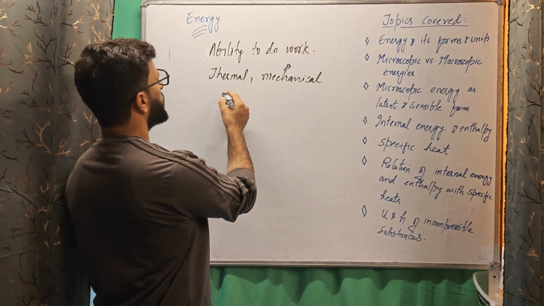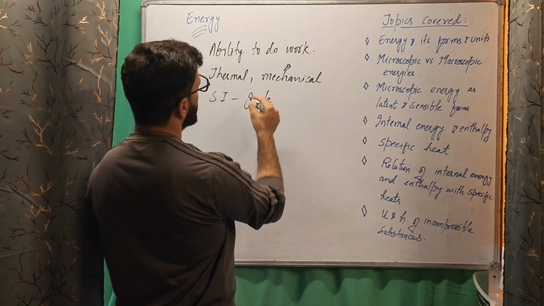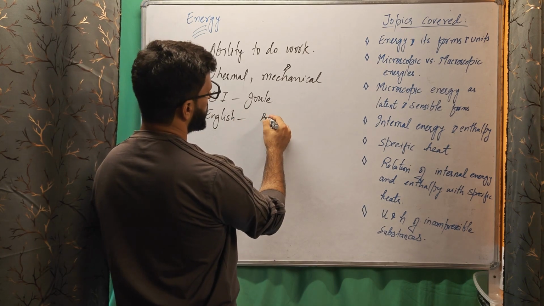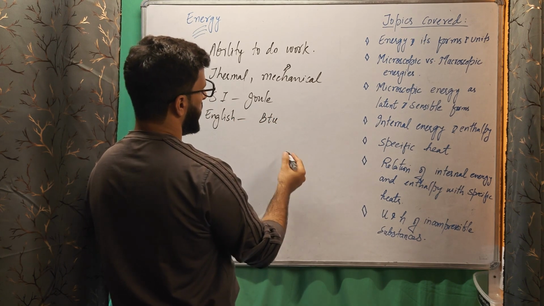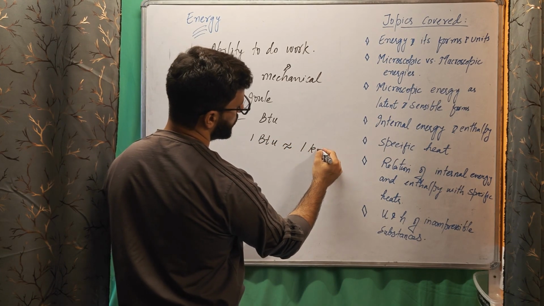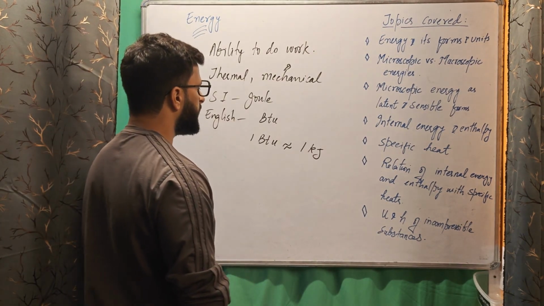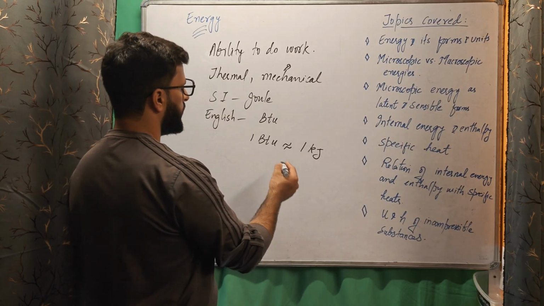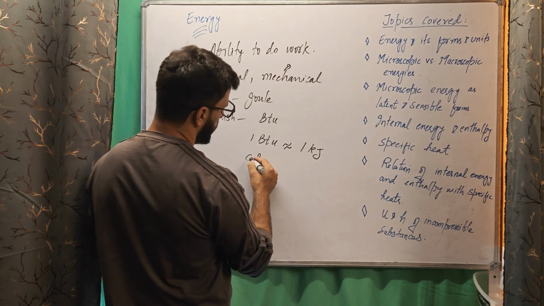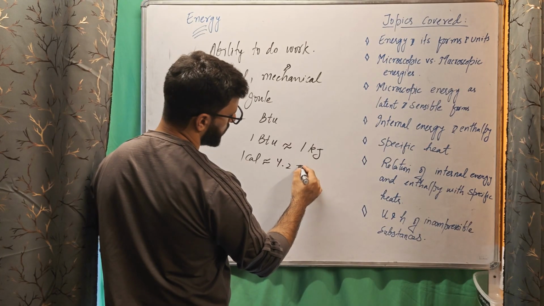So units. Now what are the units of energy? The SI unit of energy is joule, and in the English system the unit of energy used is BTU, British Thermal Unit, and 1 BTU is roughly equal to 1 kilojoule, not exactly. Another unit that we use for energy is calorie. 1 calorie is equal to approximately 4.2 joules.